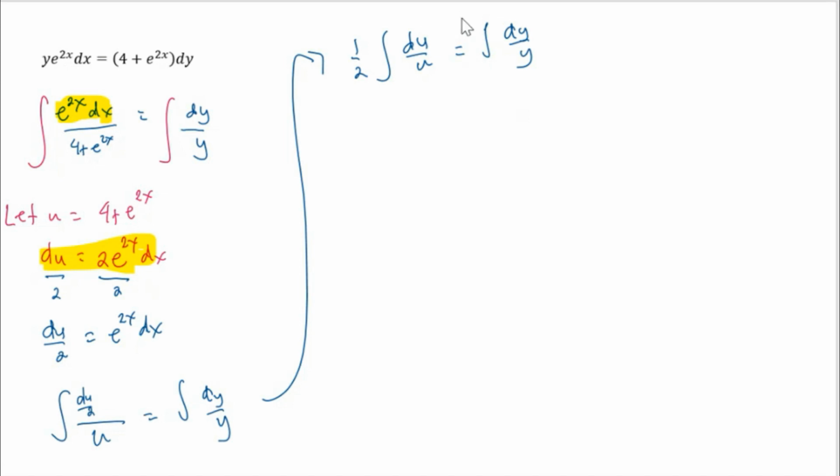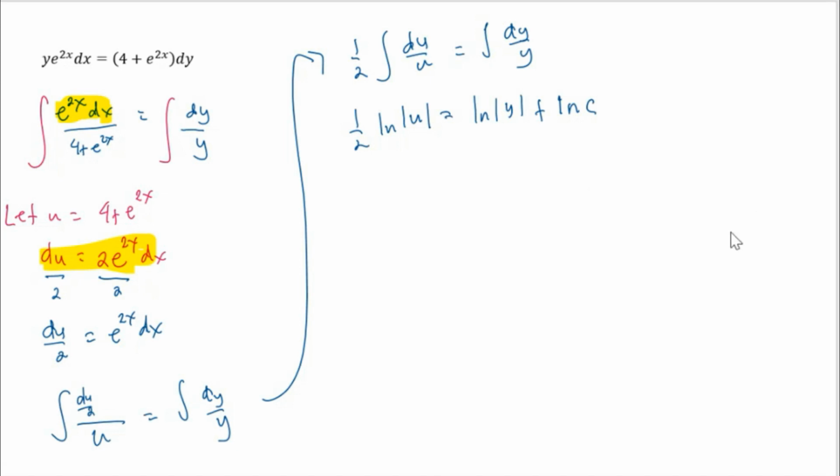Now, we have to take the integration. So we can write now 1/2 ln of the absolute value of u is equal to ln of the absolute value of y plus, instead of writing c, I will write here ln of c, since the left hand side and the right hand side both have ln. Therefore I will write ln of c instead of c alone.